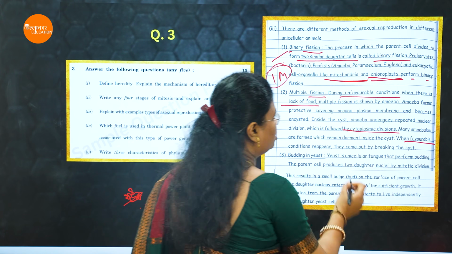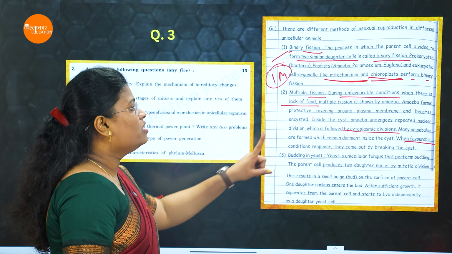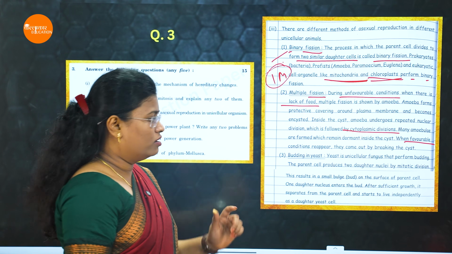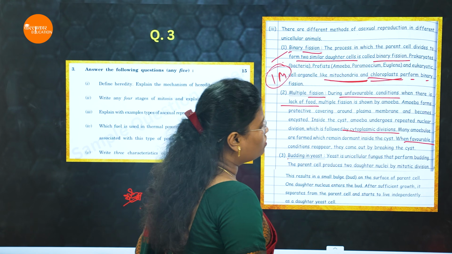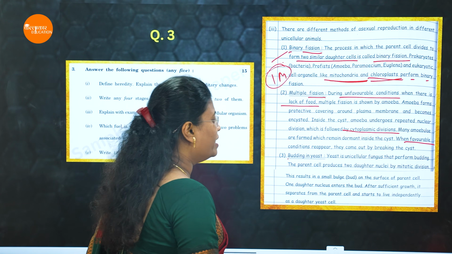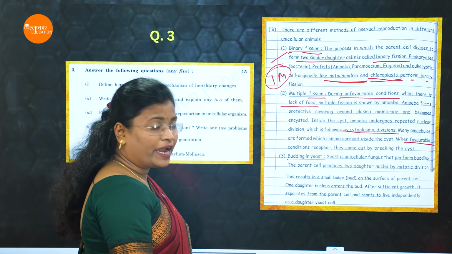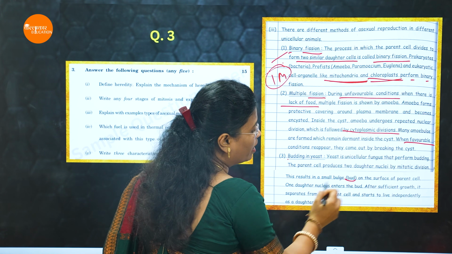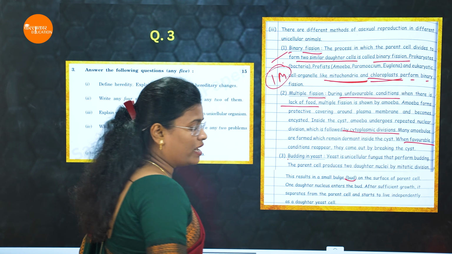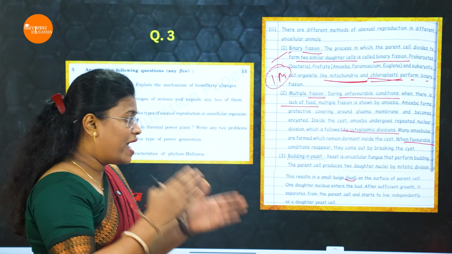When the favorable condition means there is plenty of food and plenty of water, the breaking of the cyst occurs. Third point, budding in yeast. Yeast is a unicellular fungus that performs budding. The parent cell produces two daughter nuclei by mitotic division. This results in a small bulge, that is a bud, on the surface of the parent cell. So there will be the formation of a bud on the actual parent cell.